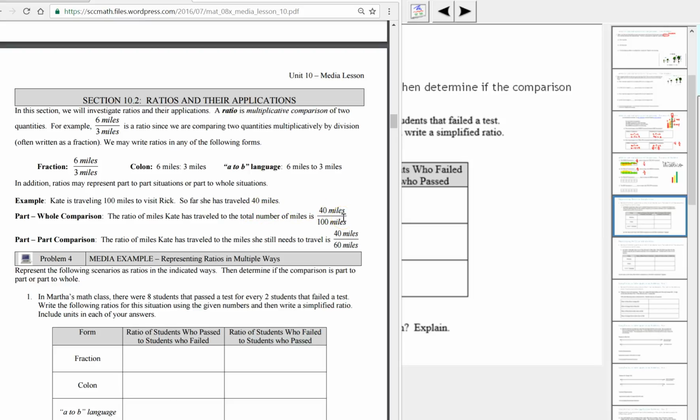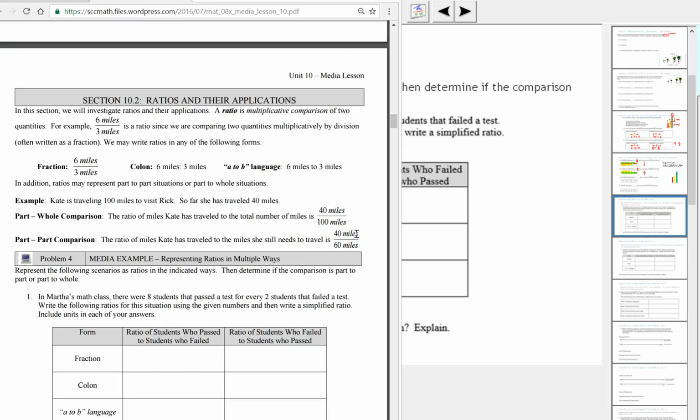Okay, or we could say the ratio of miles Kate has traveled to the miles she needs to travel. Well, that would be 40 miles over 60 miles. And of course we can also reverse these. We could have the ratio of miles she needs to travel to the miles she's already traveled. That would be 60 over 40.